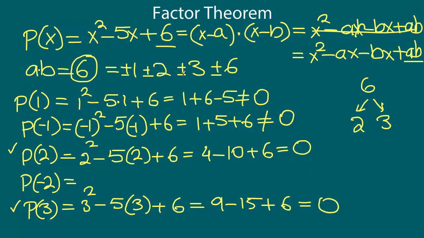That means we can write our polynomial P(x). The two factors of the polynomial are x minus a, and a is 2. We have to be very careful about the signs. So our factors are x minus 2 and x minus 3. So this is how we use the factor theorem to solve these questions that involve factorizing polynomials.